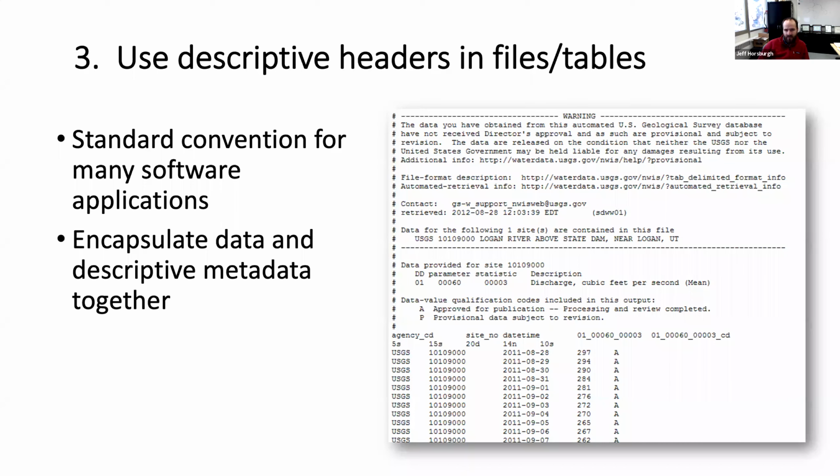And you can see at the top of the file, they've included a whole bunch of stuff, including a warning about the fact that you got this data from USGS, they're released on certain conditions. There's a file format description link. There's information about the query that I used to retrieve this data. There's information about the site where the data were collected, the parameter that it represents, and the actual units of the measurement. And then some data value qualifier codes are defined here as well. So there's a whole bunch of information in this header.